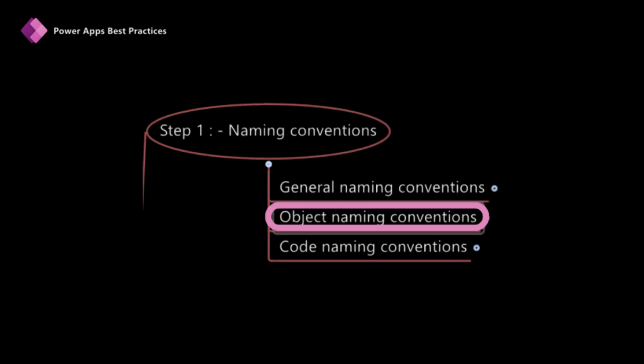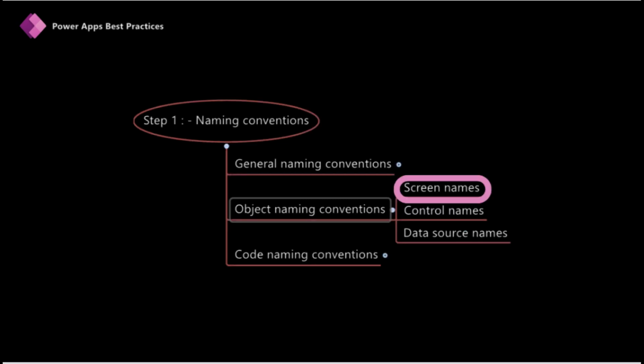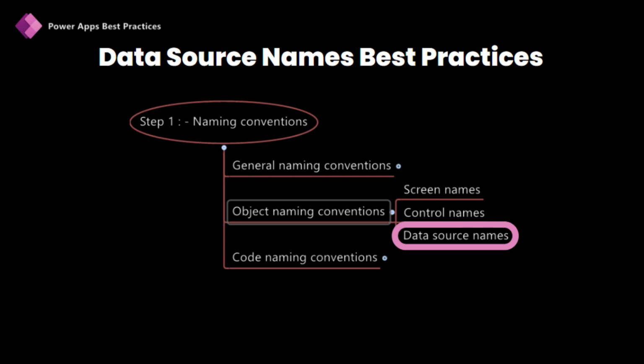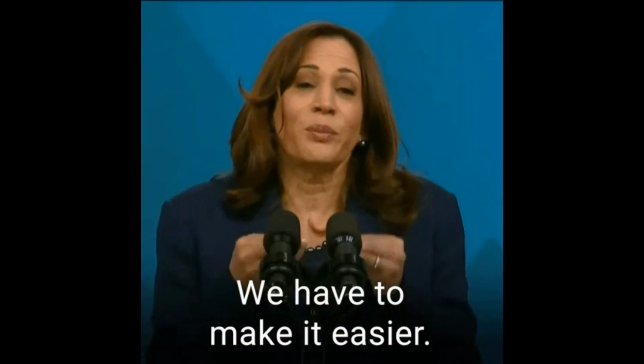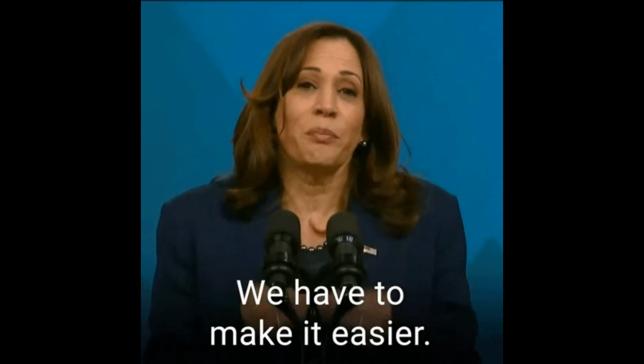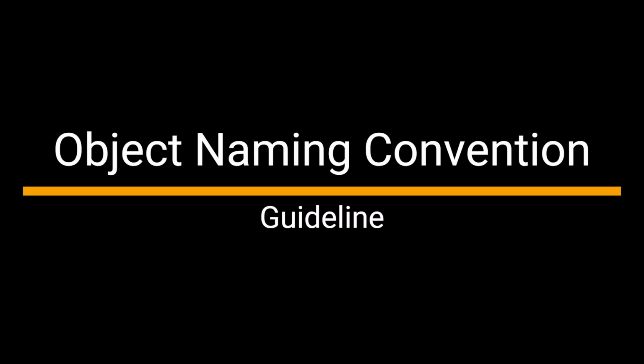Now let's look into best practices for object naming convention. As you create objects in your PowerApps, it's important to use consistent naming conventions for screens, controls, and data sources. This approach will make your apps easier to maintain, can help improve accessibility, and will make your code easier to read as those objects are referenced. The object naming conventions in this course are intended as guidelines, and organizations are free to develop their own standards. The main point is to be consistent.